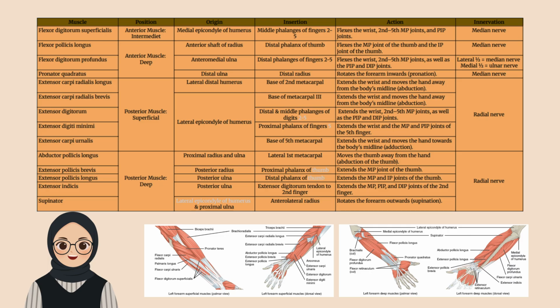The nerve is radial nerve. And then extensor carpi ulnaris. The position is posterior muscle, superficial. The origin is lateral epicondyle of humerus, and the insertion is base of fifth metacarpal. The action is extend the wrist and move the hand towards the body midline, or adduction. The nerve is radial nerve.